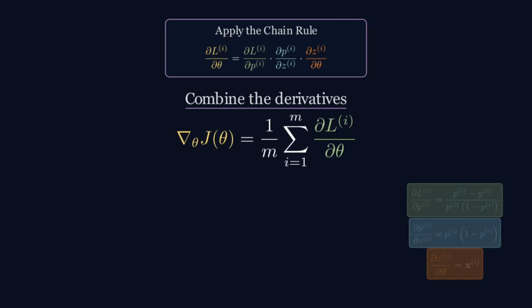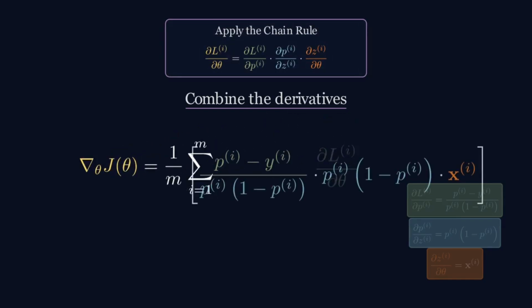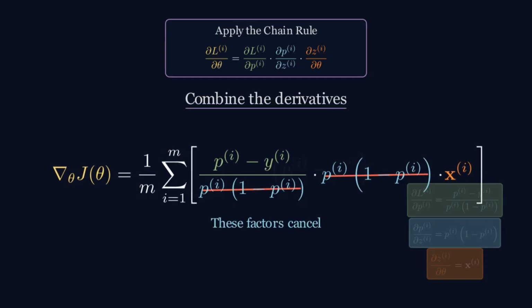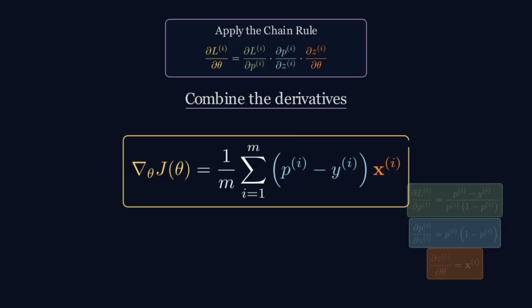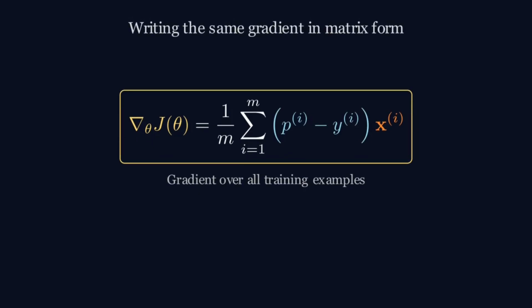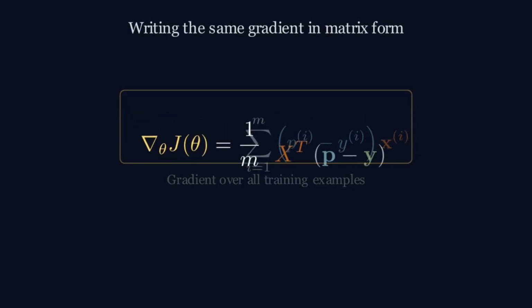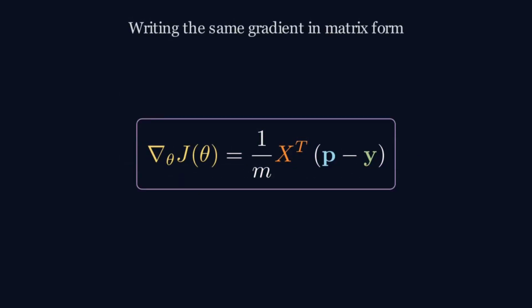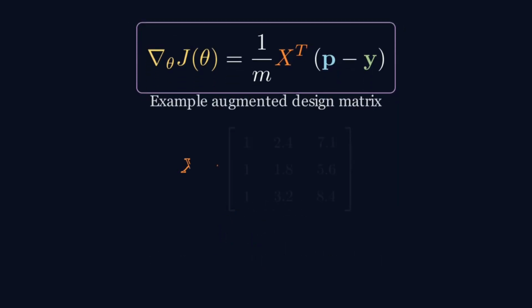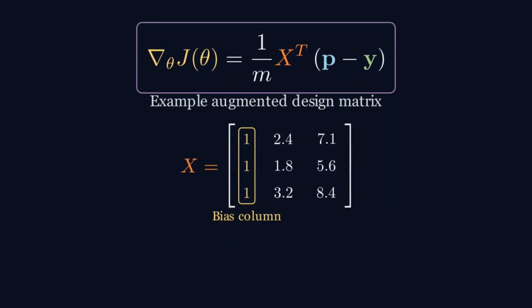So the gradient becomes 1 over m, summed from 1 to n, p of i minus y of i, all of that multiplied by xi. Or to put that into more linear algebra form, the nabla J theta is equal to 1 over m times X transpose multiplied by p minus y, where X includes the one column for the bias and the features data themselves.